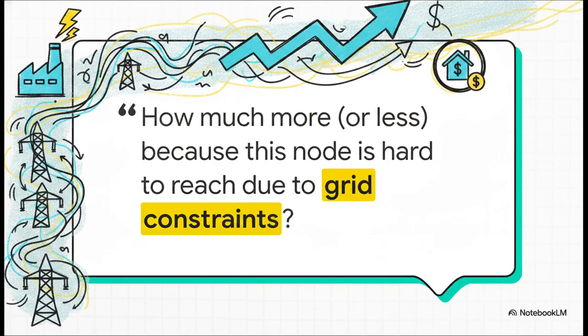How much more or less are we paying because this specific node is super hard to reach due to grid constraints? If your local node sits behind a bunch of heavily congested lines, well, your MCC is absolutely going to reflect the expensive acrobatics required to push that power past the bottleneck.